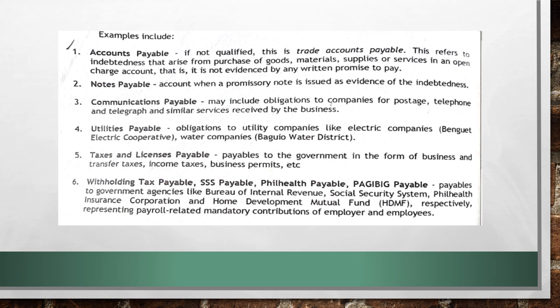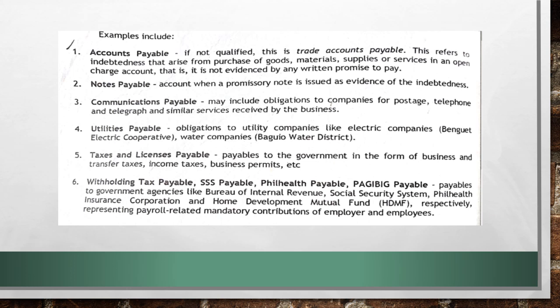We have the accounts payable. So, saan manggagaling yung accounts payable? From purchase of goods, materials, supplies, or services in an open charge account, and it is not evidenced by any written promise to pay. But if there's a promise to pay, dun tayo sa notes payable. Communications payable, those are obligations to companies for postage, telephones, telegraph, kung meron pa, and similar services.